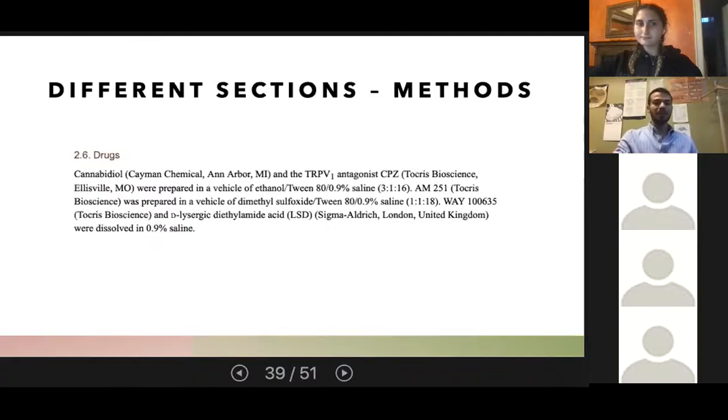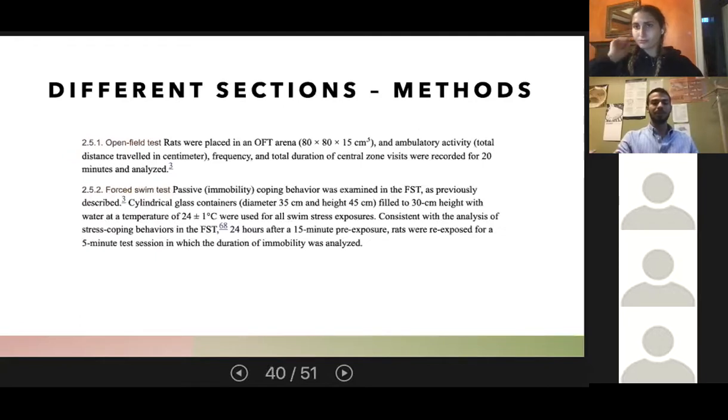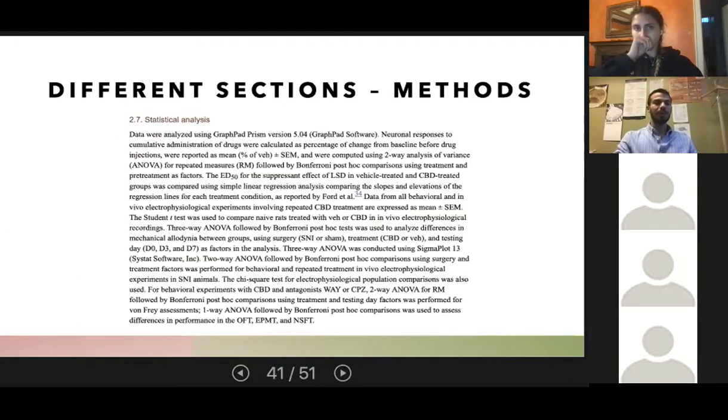So this subsection talks about the different drugs the authors use, and it includes where they got the drugs from, what it does, and the solution in which it was dissolved. Here, the authors describe the behavioral experiments they use and the exact conditions for each of them. There's a lot of other ones, but this is the last one I'm going to talk about.